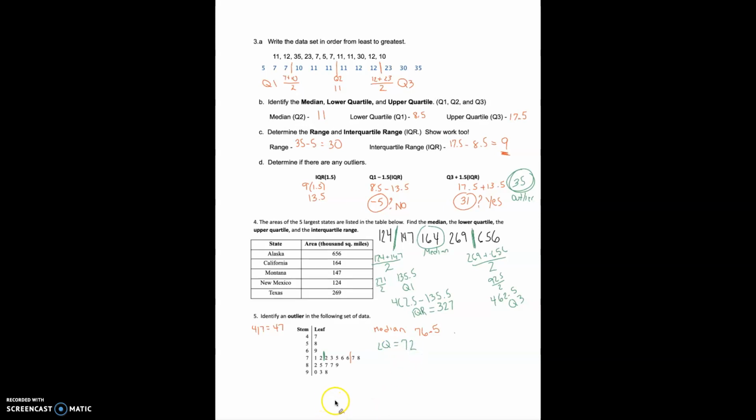And my upper quartile, again, I'm going to count. I'm going to go from highest to lowest. Draw a line between my 5th and 6th. So 1, 2, 3. Make sure you start with the highest. 4, 5, 6. So right here, in between my 5th and the 6th. So my upper quartile is 87.